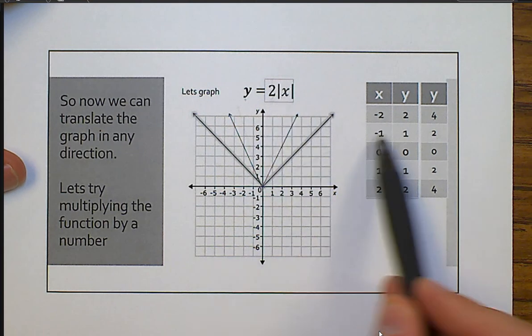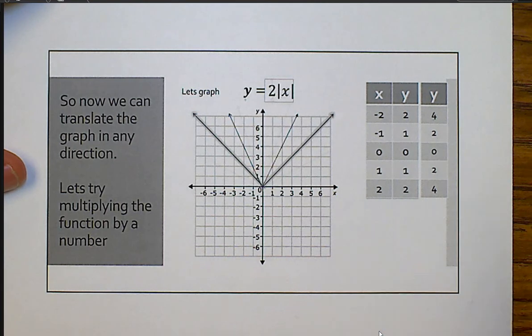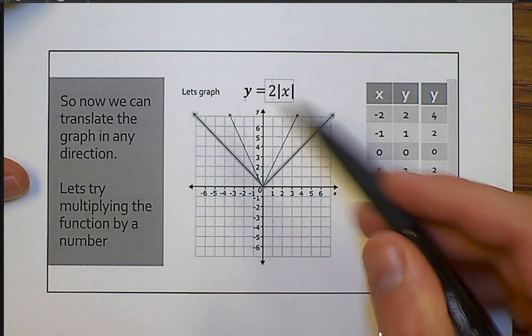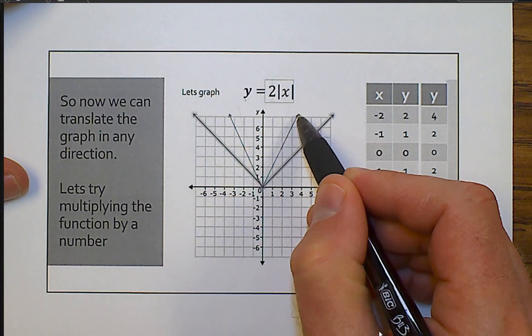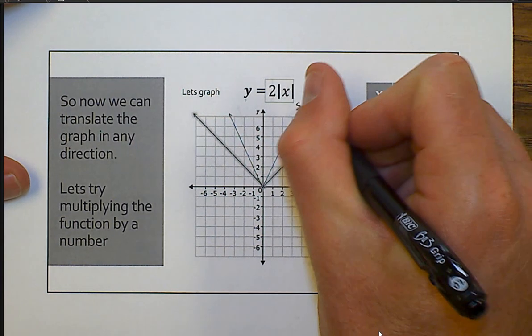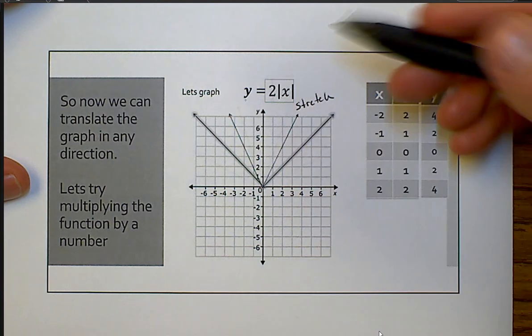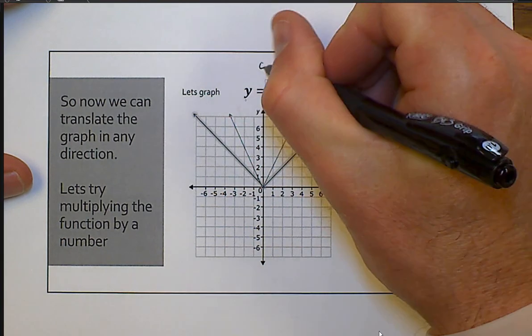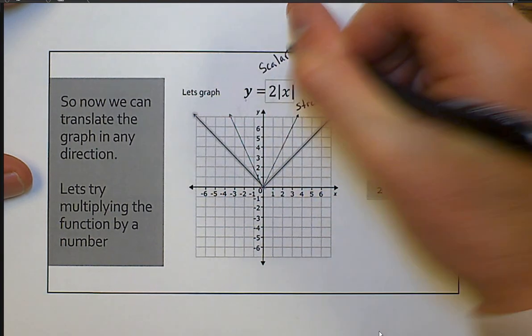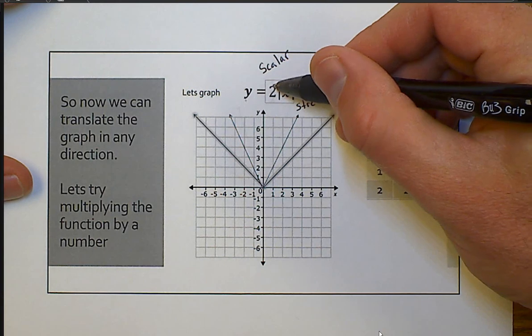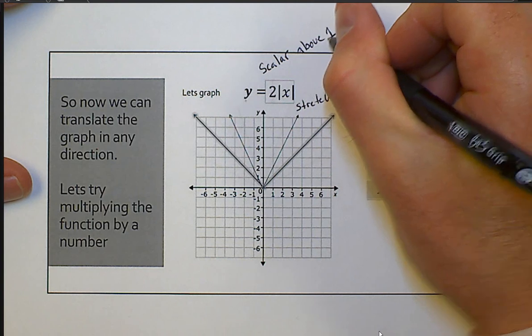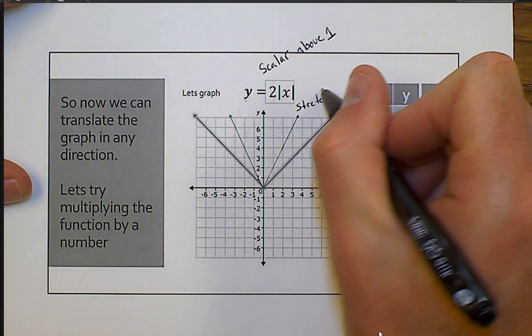So all of your y values, or what we call your outputs, double. And so what happens to your parent function, which here is in gray, is that it gets stretched. We call it a stretch. When you have a number in front, the term we use is a scalar, and you'll see it on the next page, but I'll give it to you now. When you have a scalar, a number above 1, you're going to get what's called a stretch. And that should make sense.